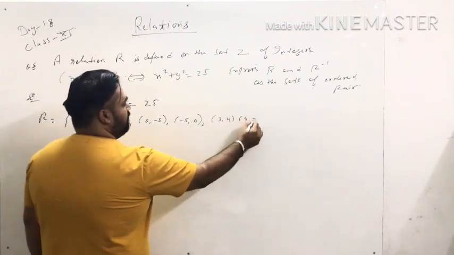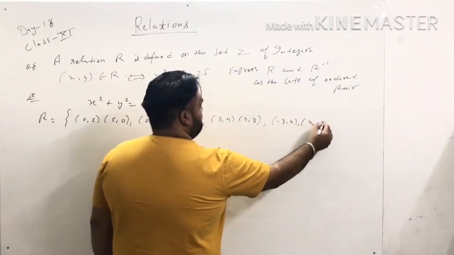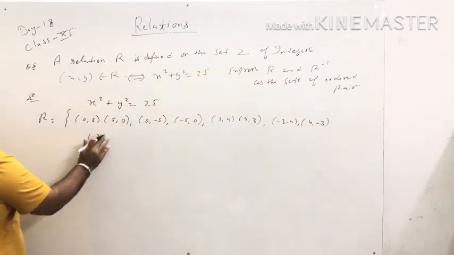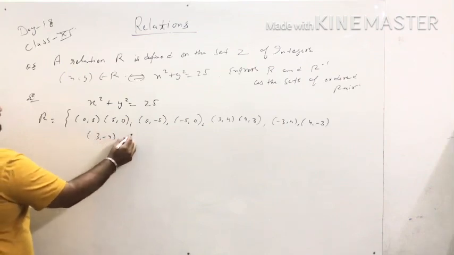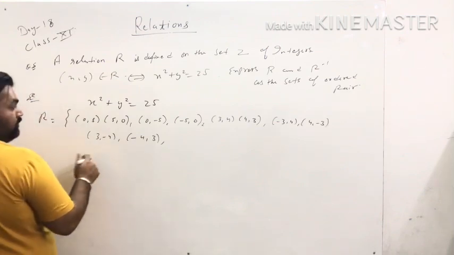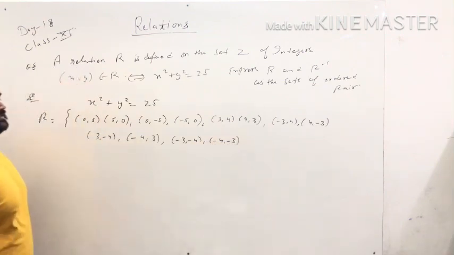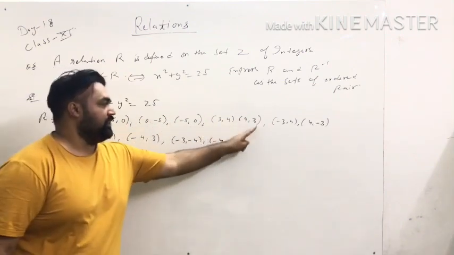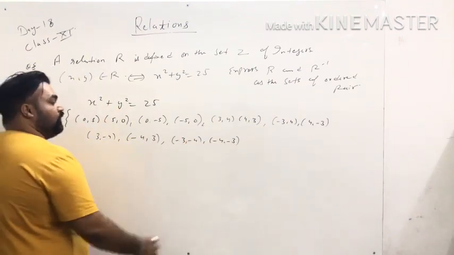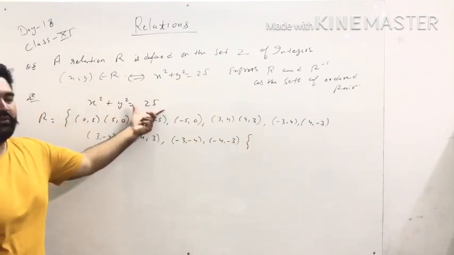(3, 4), (4, 3), then (-3, 4), then (4, -3), after that (3, -4), (-4, 3). So after that (-3, -4) and (-4, -3). So 1, 2, 3, 4, 5, 6, 7, 8, 9, 10, 11, 12. So these are the 12 ordered pairs which satisfy the given condition x square plus y square equals 25.